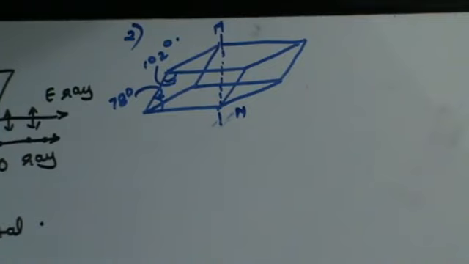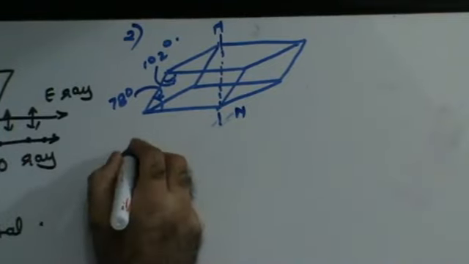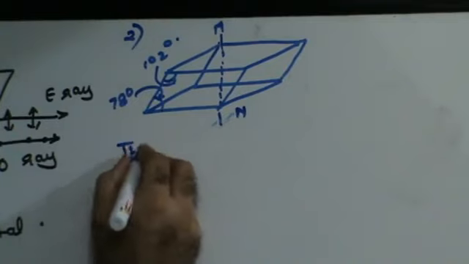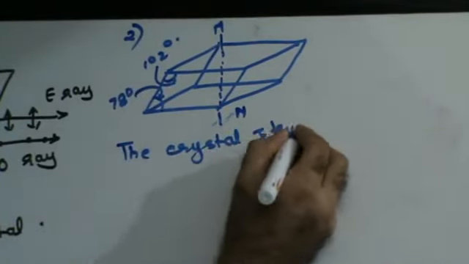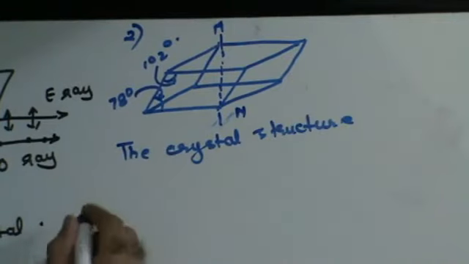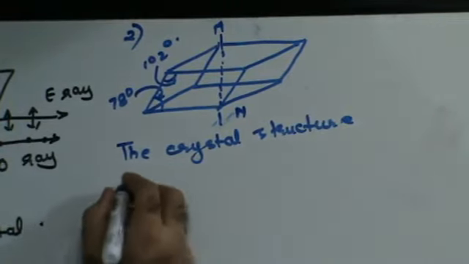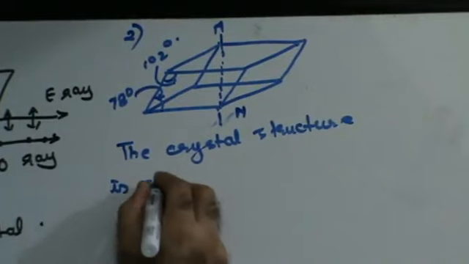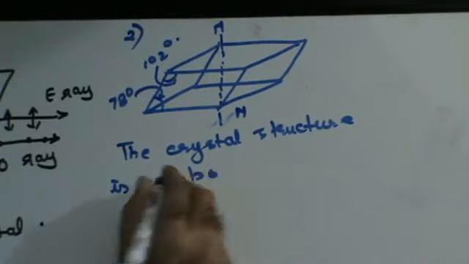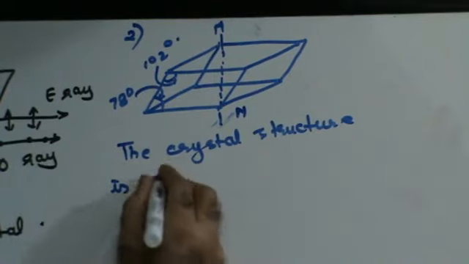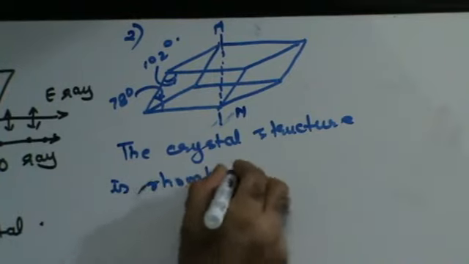So let's write the crystal structure down. I can say that the crystal structure is rhombohedral.